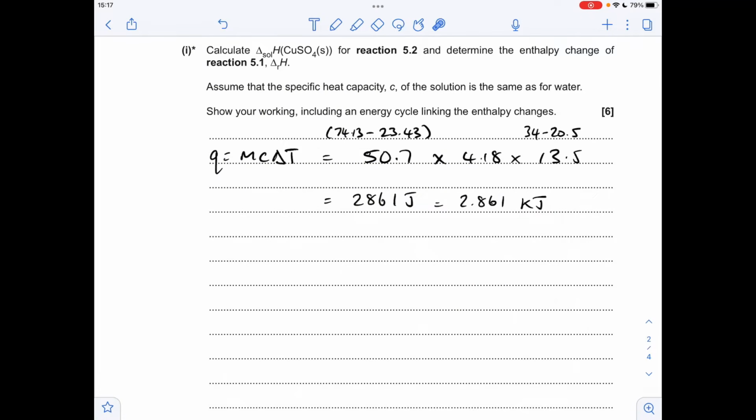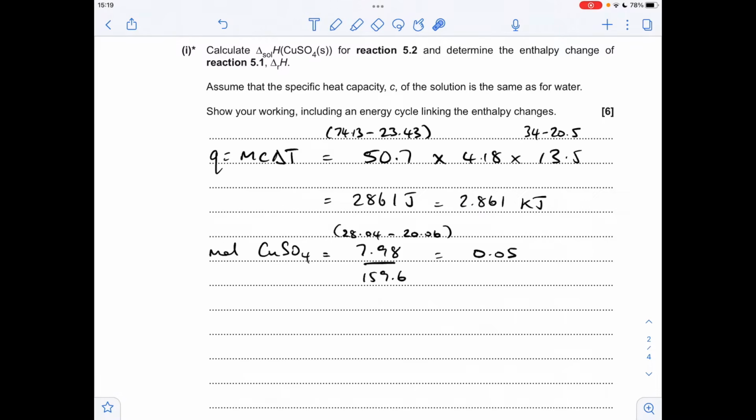Okay, so the first thing I'm going to do is calculate the energy produced by the reaction that's taking place in that polystyrene cup. So we're using the Q equals mc delta T equation. So M is 50.7. Remember it says about 50 cm cubed of H2O, so we're not meant to use 50, we're meant to calculate the actual mass of solution. So that was the difference between those two numbers there from the table. Multiplied by C, which we're told is the same as water, so 4.18. Multiplied by the delta T, the temperature rise, which is the difference between those two numbers. So that gives us 2861 joules, which is 2.861 kilojoules.